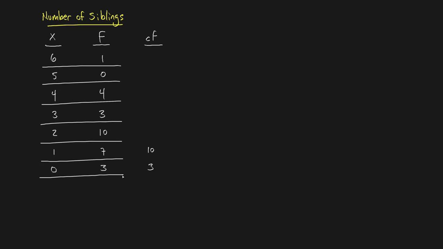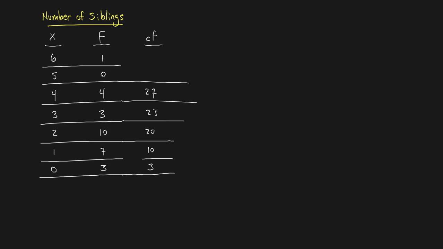And so you can see that this is going to build as we go through. So when I get to my next category, it's going to be the 10 that I already have. So that was the 3 and the 7 makes 10. Add in the next 10, and that brings me up to 20. That 20 signifies that there are 20 people that have 2 or fewer siblings in the sample. And then add the next 3 in. That brings me to 23. Then add the next 4 in, so that's 27.